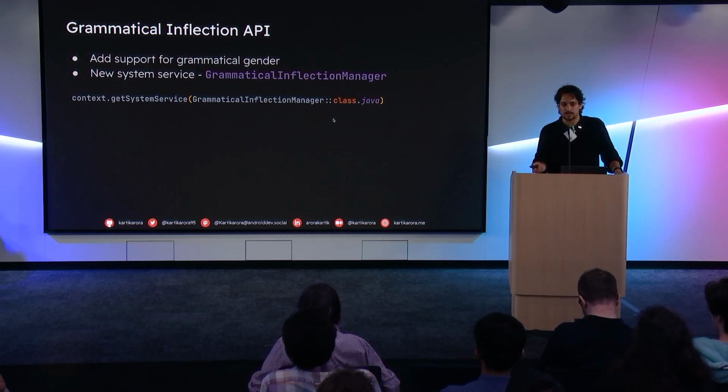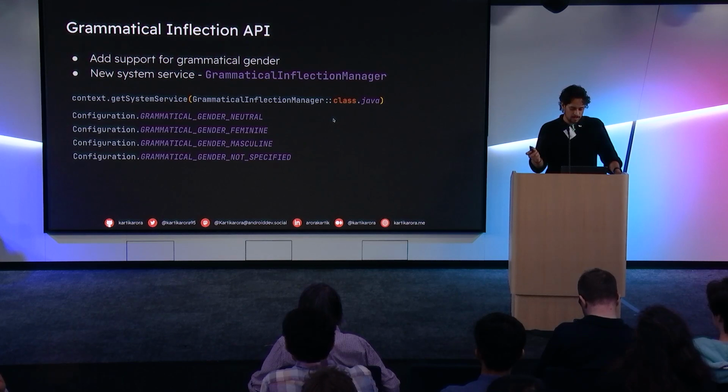Just as with any other system service, you would get it via the context. And then you have 4 options or 4 results. These are all integers, by the way, but these are the 4 things that you can get back when you request, or you can use these to set the inflection for your app.